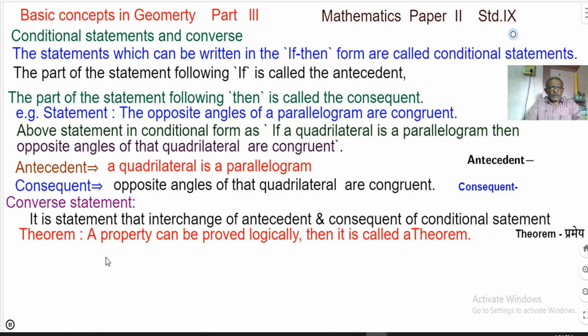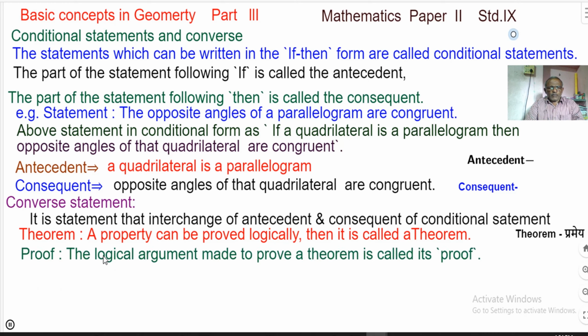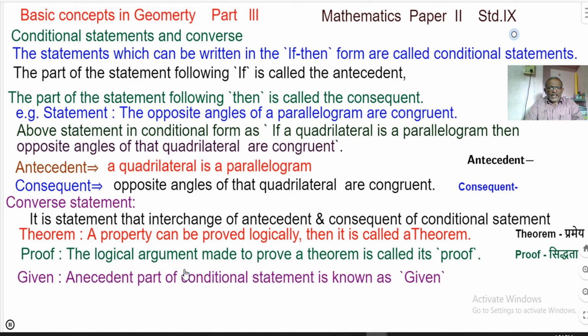Theorem: if a property can be proved logically, then it is called a theorem. Proof: the logical arrangement made to prove a theorem is called its proof.